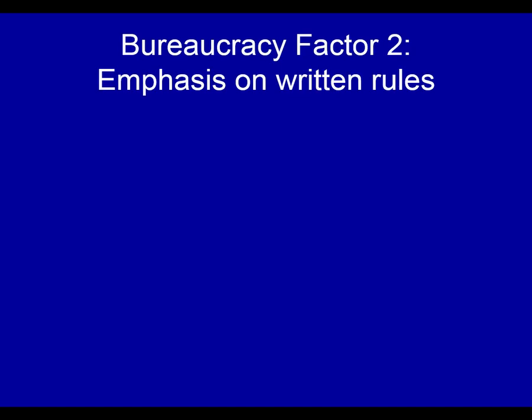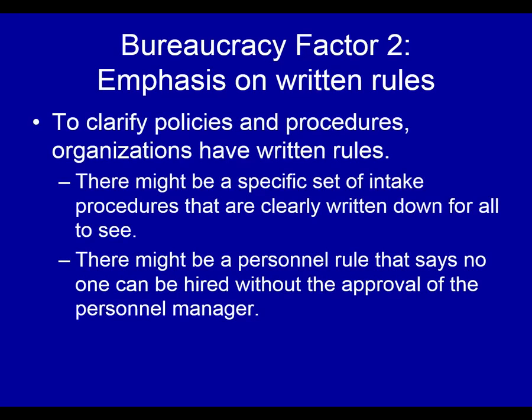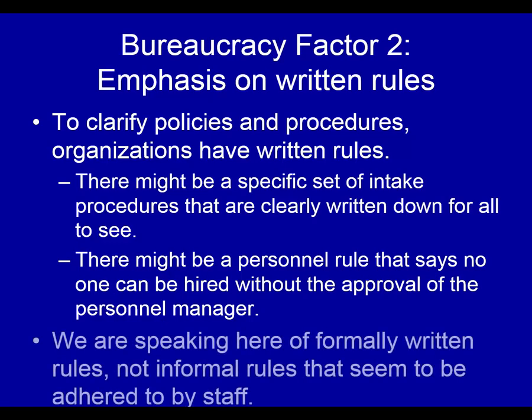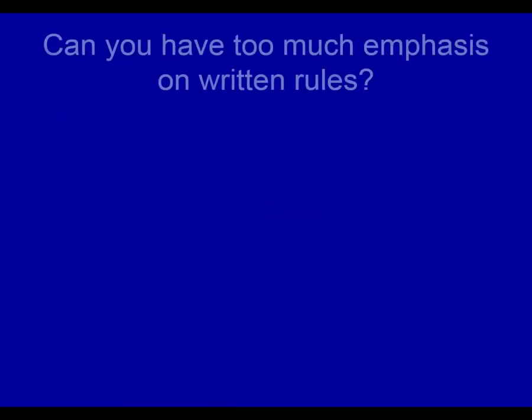Let's look at factor 2, emphasis on written rules. To clarify policies and procedures, organizations have written rules. I'm talking about formal rules, of course. There might be a specific set of intake procedures that are clearly written down for all to see. There might be a personnel rule that says no one can be hired without the approval of the personnel manager. That might be one of the rules in your organization. We are speaking here of formally written rules, not informal rules that seem to be adhered to by staff. So this is factor number 2 of the bureaucratic model that we'll be talking about in this presentation.